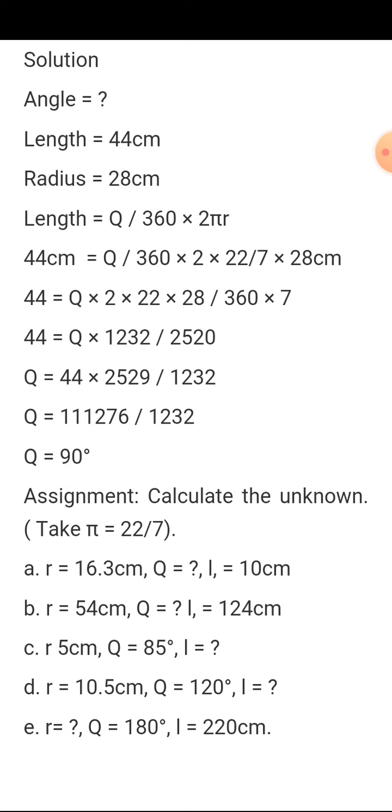Number 4: radius equals 10.5 centimeter, theta equals 120 degree, while length is the unknown. Number 5: radius equals question mark, that is the unknown, theta equals 180 degree, while length equals 220 centimeter.